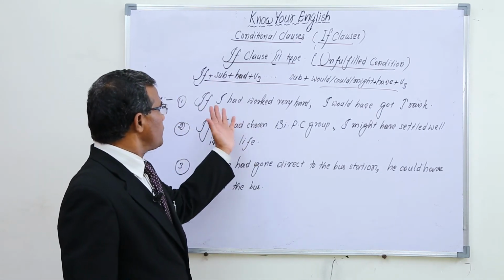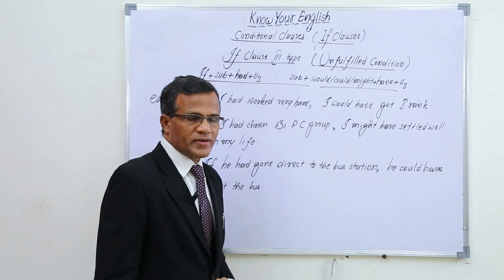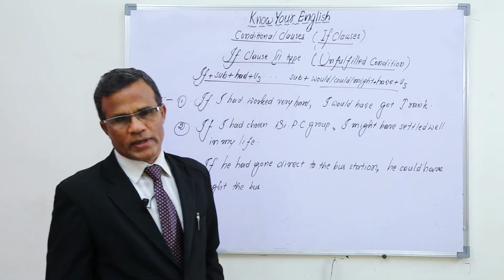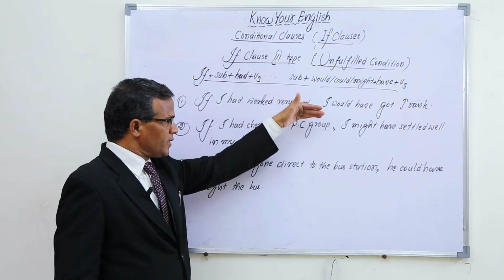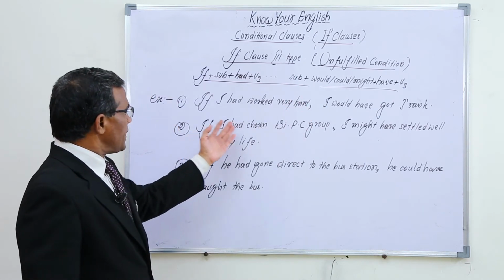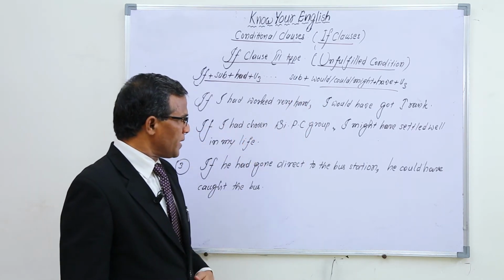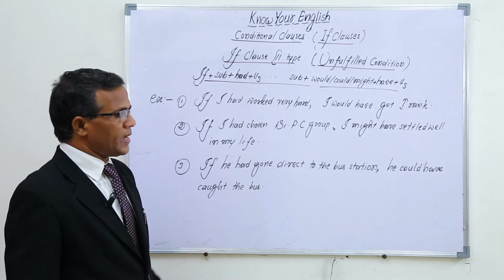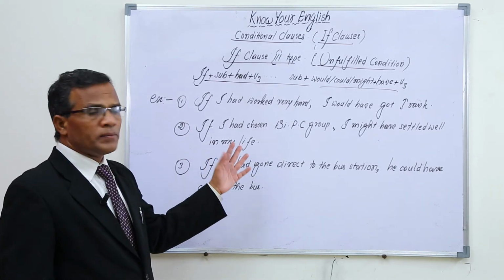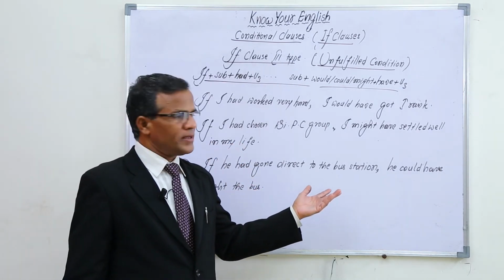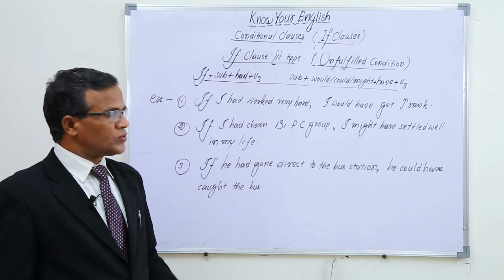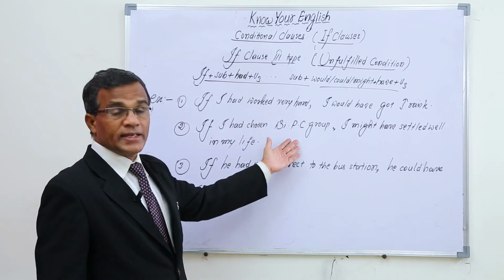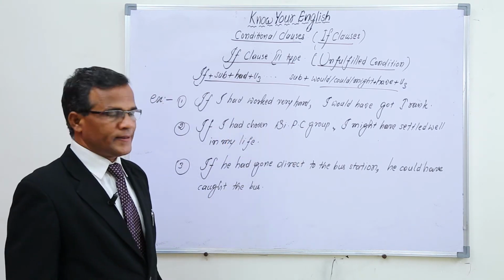So if I had worked hard, I would have got first rank. Means I did not work hard, so I did not get first rank. So that is the real sense of it. If I had chosen BPC group, I might have settled well in my life. That means I did not choose BPC, so my life did not settle well. So after this thing happened, we are talking about it.